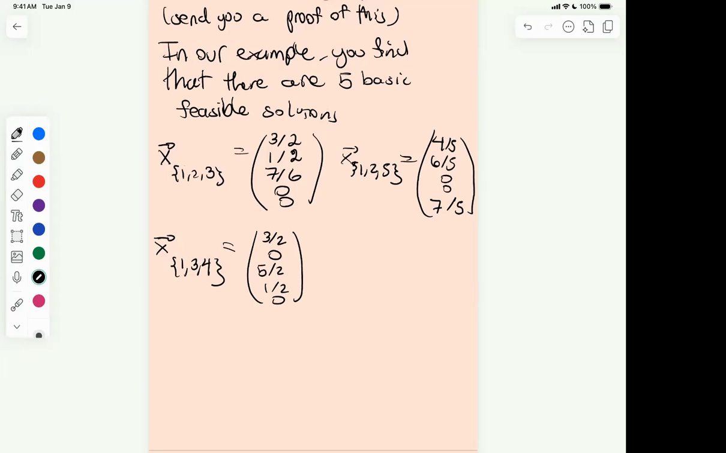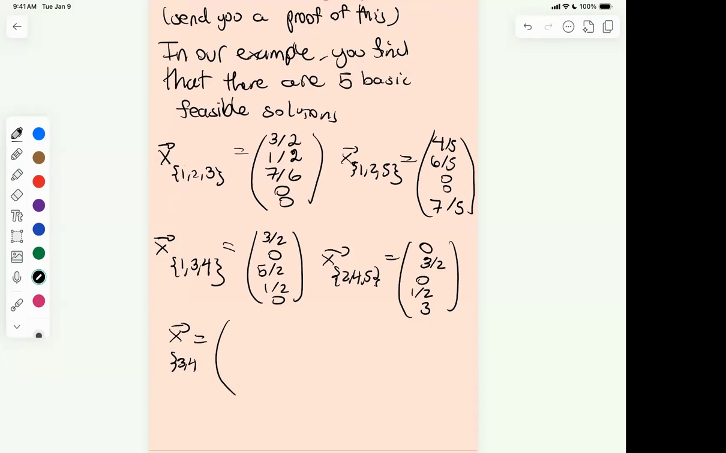And then the fourth one is associated to columns 2, 4, 5, which gives you 0, 3 halves, 0, 1 half, 3. And the fifth basic feasible solution is associated to columns 3, 4, and 5, and that gives you 0, 0, 4, 2, 3. Okay.